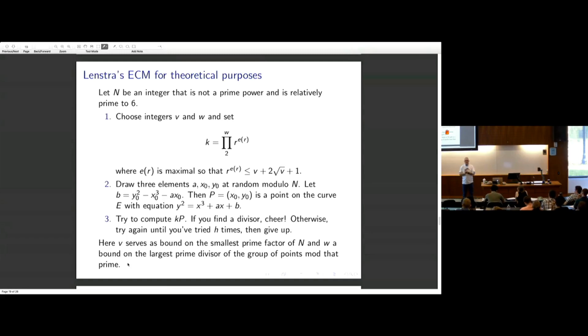So what choices do you have to make if you're going to do this? Well, first of all, you have to choose the smoothness bound. How many small primes are you willing to allow into the divisor of the order of your elliptic curve mod its smallest prime divisor? How big do you think that smallest prime divisor is? And how many times are you willing to try? Those are basically the parameters that go into this. Obviously, the bigger you set the smoothness bound, the more likely you are to find a factor, but the longer it's going to take to run.